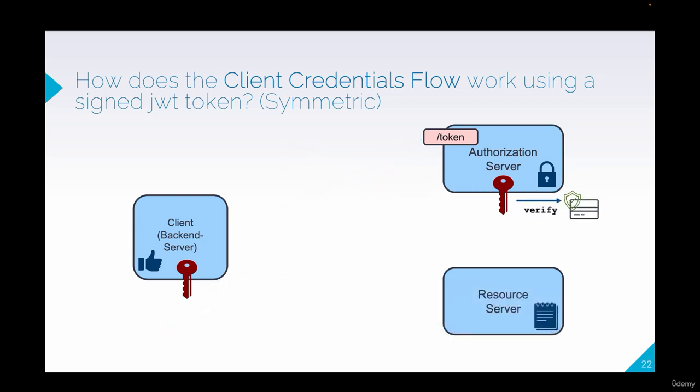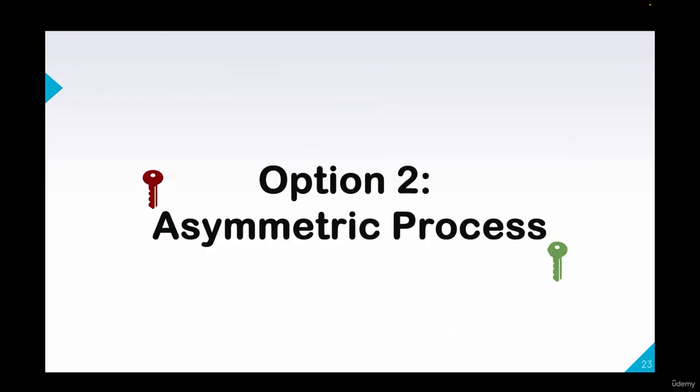The authorization server verifies the token using the shared secret. If everything checks out, it issues an OAuth 2 access token and returns it to the client. Now, let's move on to the JWT bearer assertion with asymmetric signing.